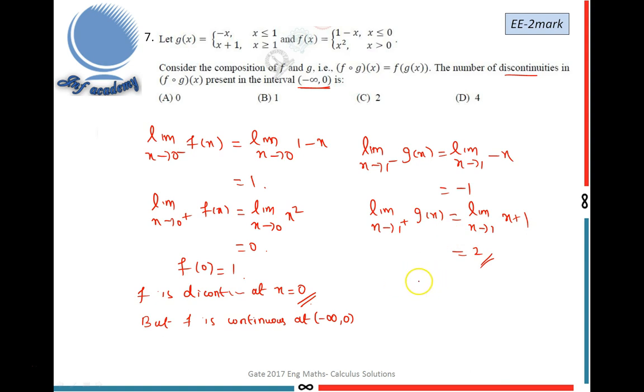In this case, left hand limit not equal to right hand limit. So g is discontinuous at x equal to 1. But g is continuous on the interval minus infinity comma 0. Here I use one theorem.